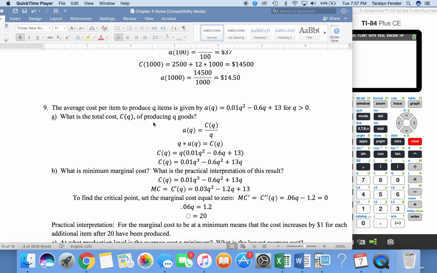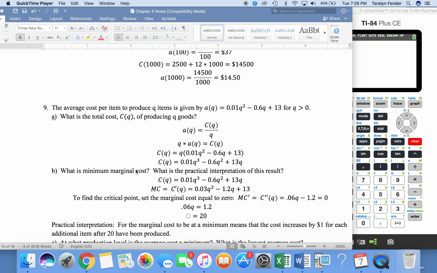So what is the total cost? So here you have the average cost. Average cost is equal to total cost divided by Q. So if I take this Q and multiply it on both sides, I have Q times the average cost. So the cost equation is going to be Q times our average cost equation. And you multiply that out and you get a nice polynomial.